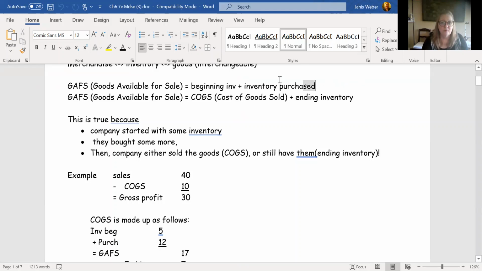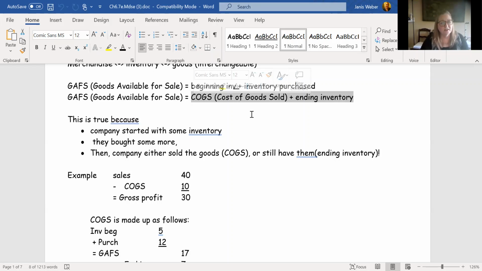So that's why the number can be arrived at from two angles. You can take your beginning inventory and your inventory purchased, and that will tell you the goods available. Or you could look at it from the other perspective of how much do I still have at the end of the period and how much did I sell? And that will tell you how much had been available all the time. I know I repeat the same thing because I'm trying to make it stick.